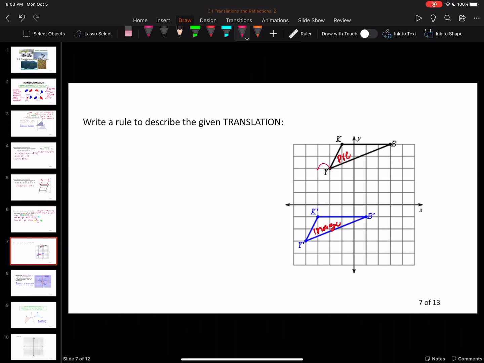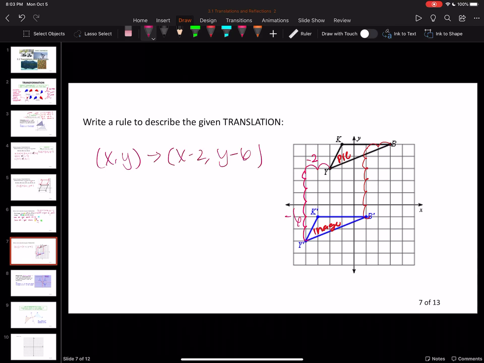So I go over left 1, 2, so -2. And down 1, 2, 3, 4, 5, 6, so down 6. And we might want to check it just to double check. We go left 2, down 1, 2, 3, 4, 5, 6, good. So x, y becomes x minus 2, y minus 6.